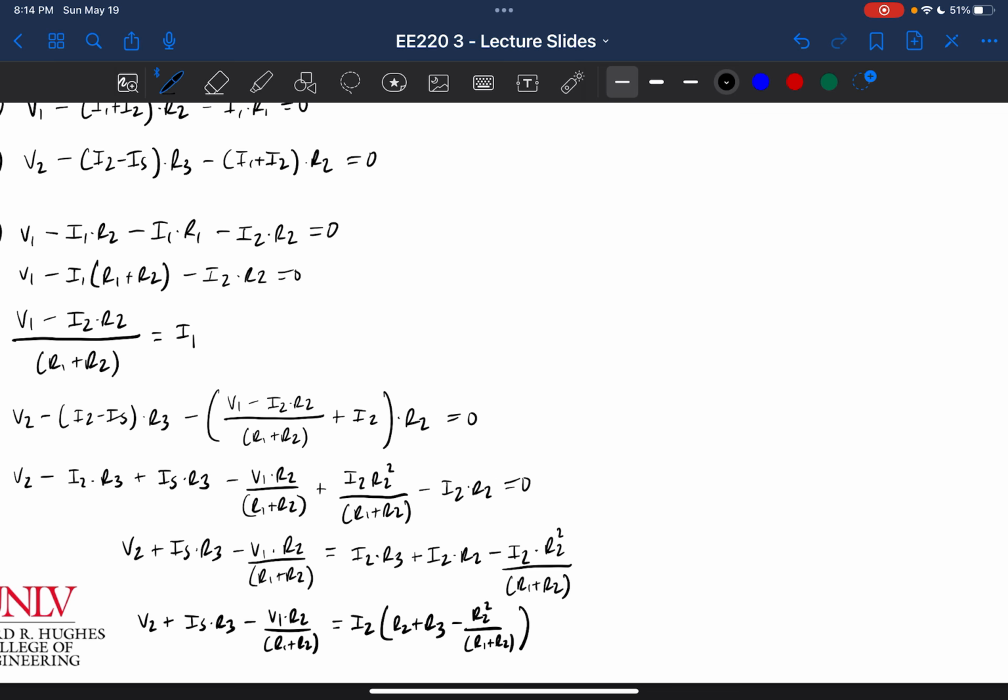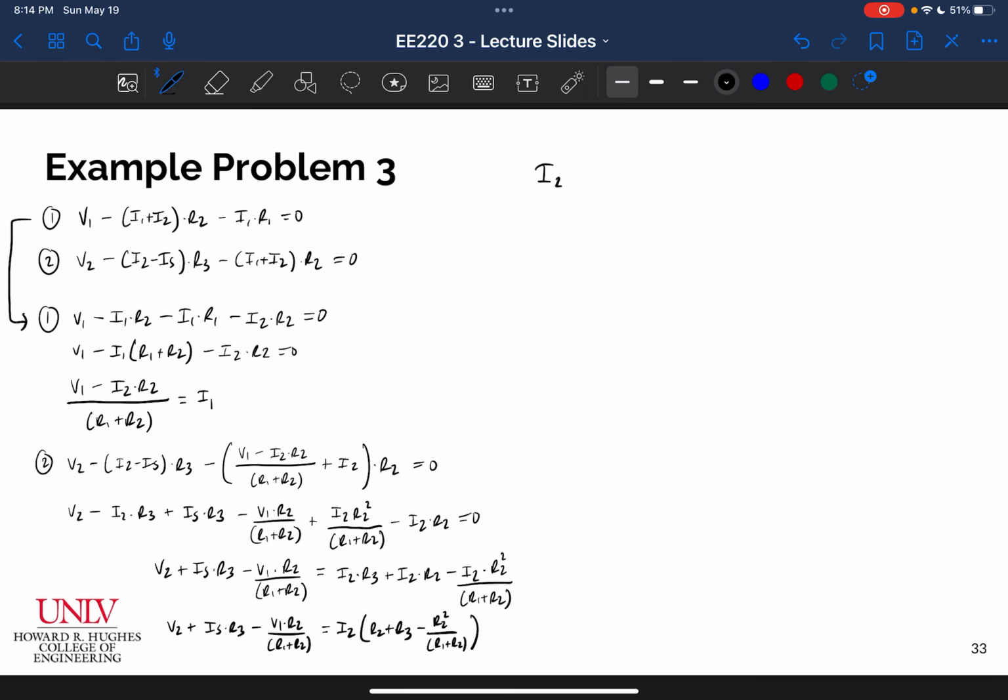Okay, so I've got this big, ugly expression. I guess it's not quite finished yet until I do this. I2 is going to be equal to, and let me move this over, and I'll give myself a little denominator bar. In the numerator, I'm going to have V2 plus IS times R3 minus V1 R2 over R1 plus R2. And then in the denominator, I'm going to have R2 plus R3 minus R2 squared over R1 plus R2. All right, and so that is my expression for I2.